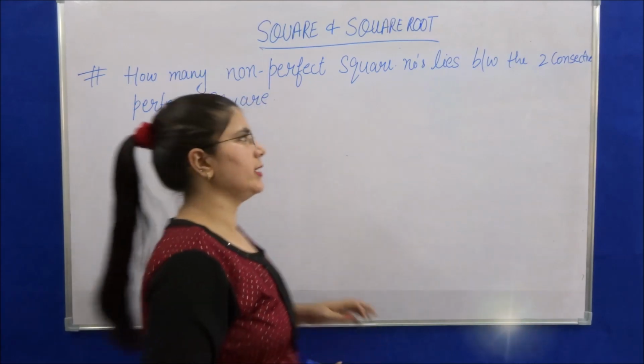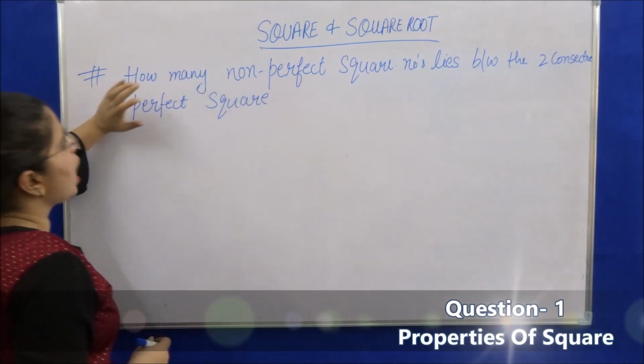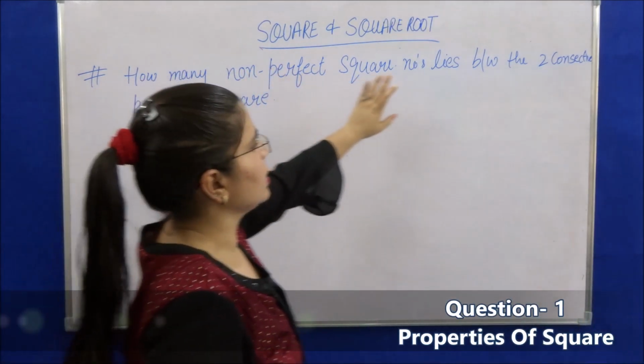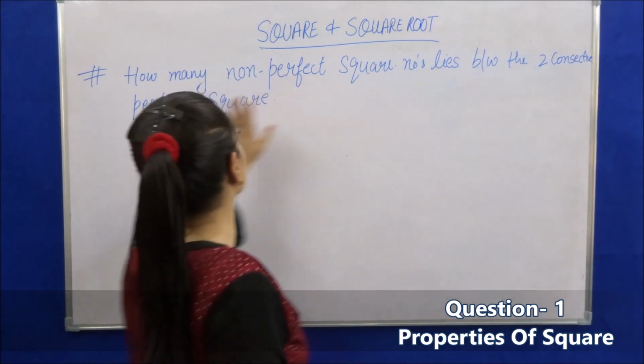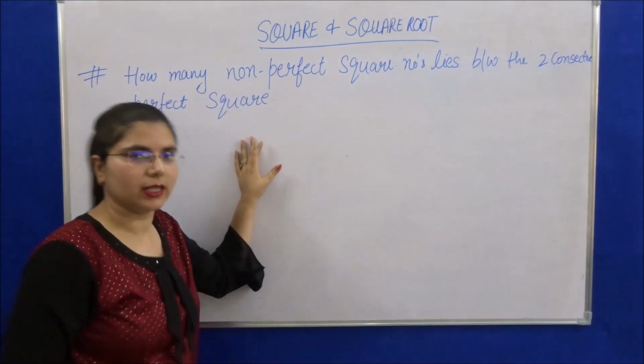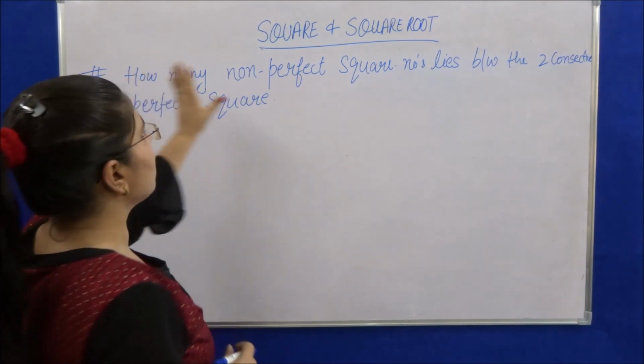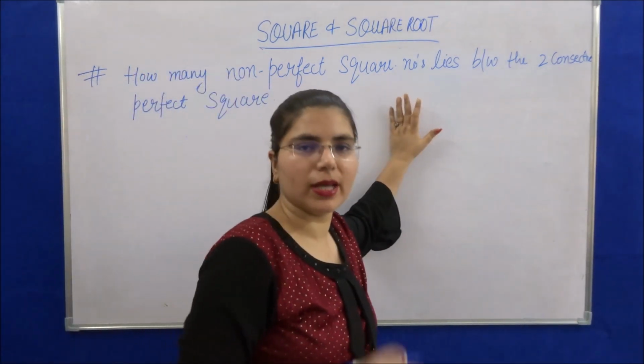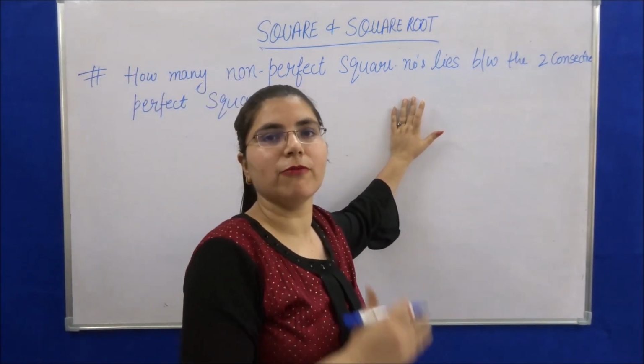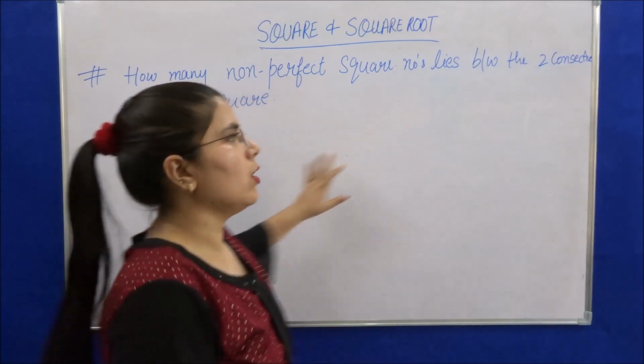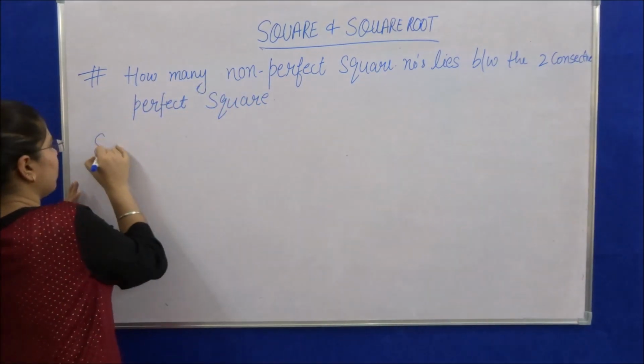Now let us consider one more question. How many non-perfect square numbers lie between two consecutive perfect squares? I repeat, how many non-perfect square numbers lie between two consecutive perfect square numbers? Now let us consider an example.